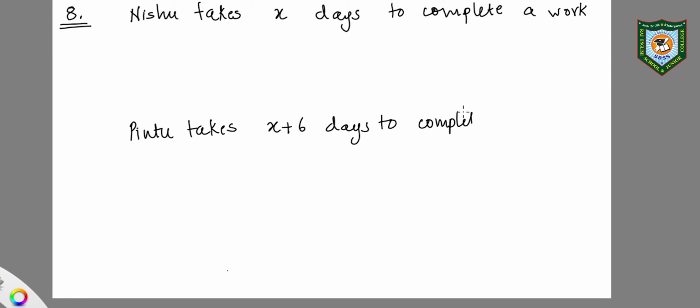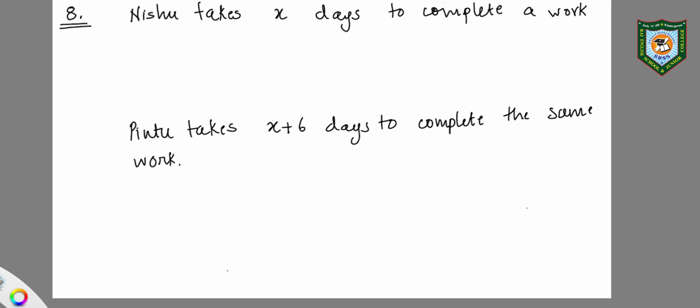Now this is very important. The work that they are doing is the same, which is why X plus 6 has some significance. Complete the same work. Now before we move on, we need to understand who completes the work faster. So again, we'll take an example. Let's say you're completing a chapter and you're trying to write down a chapter. Let's say Nishu takes X days to write one chapter and Pintu takes X plus 6 days to write the same chapter. So who do you think is doing the work faster?